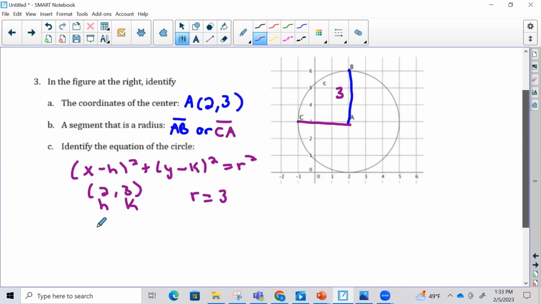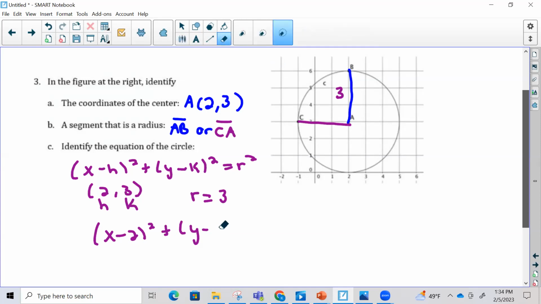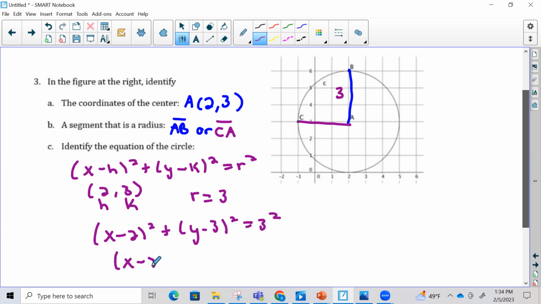And then I'm going to plug that in. So I have x minus 2 squared plus y minus 3 squared equals 3 squared. I can't really simplify other than just squaring the 3. You don't have to square the y minus 3 or the x minus 2. You just need to square the 3 squared. And the other thing is if one of your coordinates is negative, when you have minus a negative, you should always change that to a plus. So that is the equation of a circle.